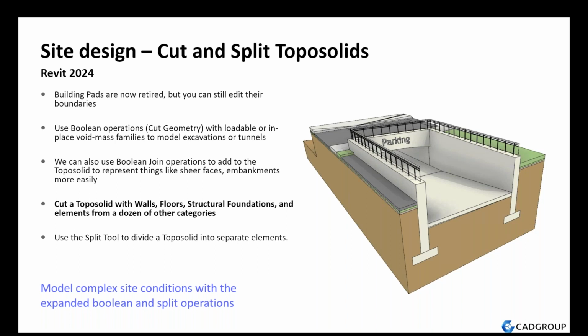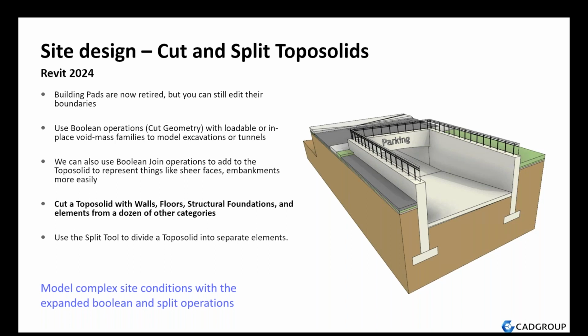And actually something that wasn't in the notes here, which I think is very interesting, and I'll show you a demo of that, is using those Boolean operations to add to the topo solid. So if I had an embankment or some sort of raised section of a site, then I can actually use Boolean operations, the join geometry operations, create a solid, and then add that to the topo solid, which I think is really cool. So I'm not going to end up with something quite as fancy as what's in the screenshot there, but I will try to show you some things that we can do.